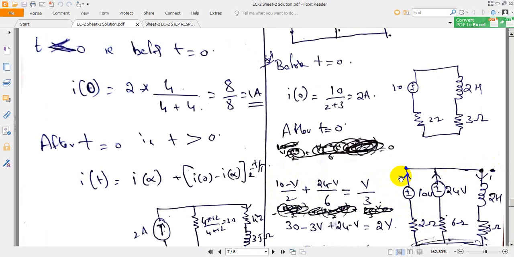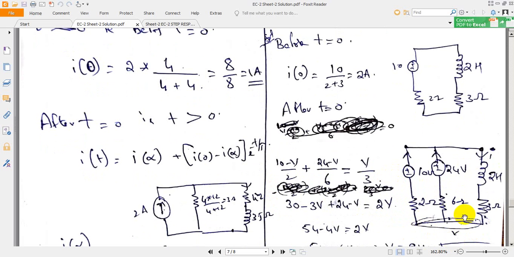I am writing the current in this branch as 10 minus V divided by 2, naming this voltage as V. So the current flowing here will be, either you can write V minus 10 by 2, V minus 24 by 6, is equal to V minus 2 by V minus 0. We don't have any power supply here, so we can write it as V minus 0 by 3. But this current is negative, and it will be opposite to this, hence we can write 10 minus V by 2 plus 24 minus V by 6 is equal to V by 3.